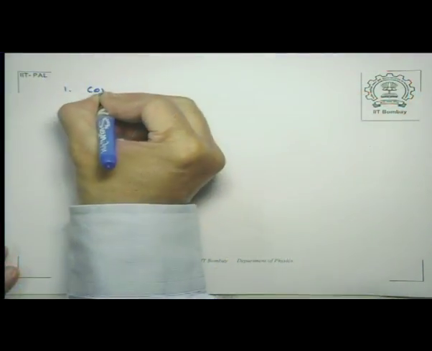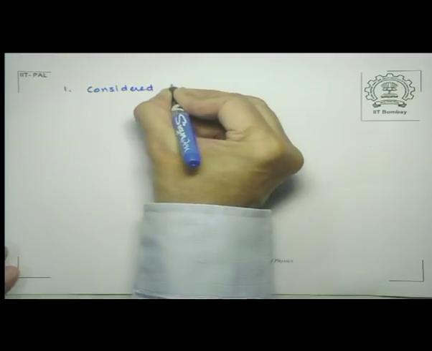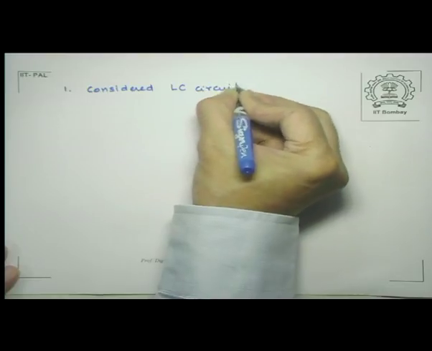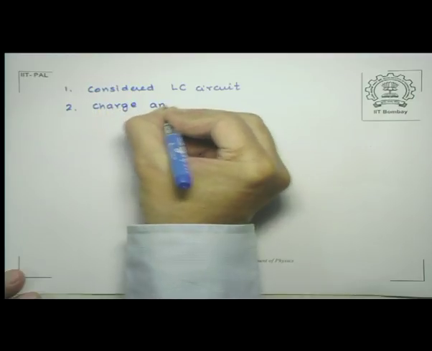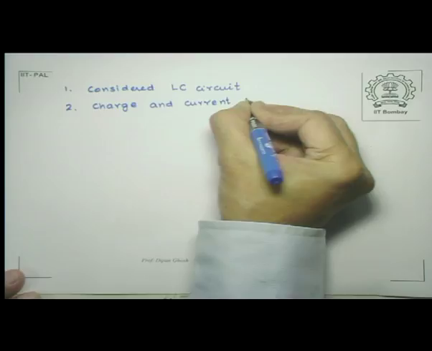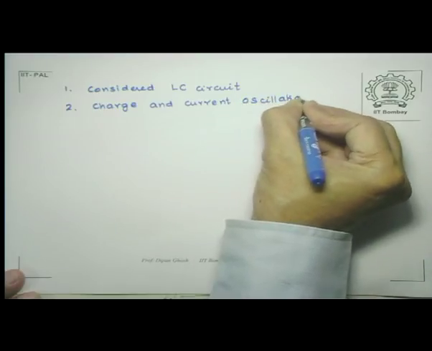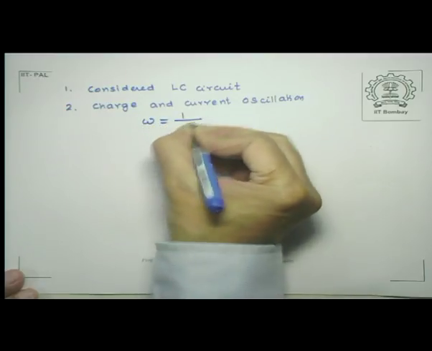So what we have done in this lecture is to consider LC circuit. We have assumed that the capacitor was initially charged, and the only thing that is there now in the circuit is an inductor and a capacitor, and what we found is that there is an oscillation of both charge and current, so charge and current oscillation takes place. The oscillation frequency or the angular frequency omega is given by 1 over square root of LC.